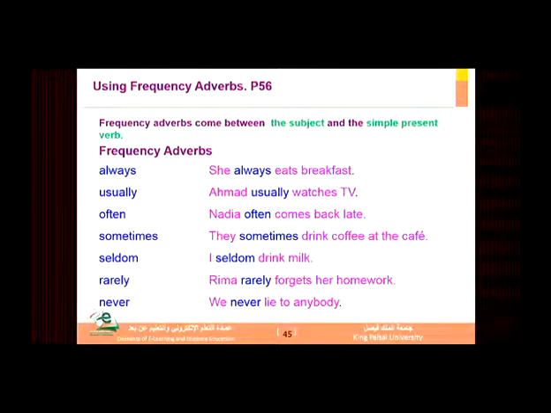We never lie to anybody. Never is also functioning here as an adverb, and of course it comes after the subject and before the verb lie. So we never lie to anybody.